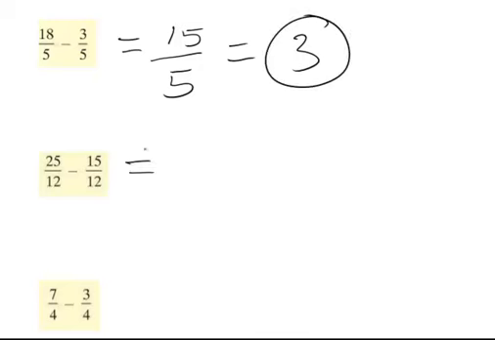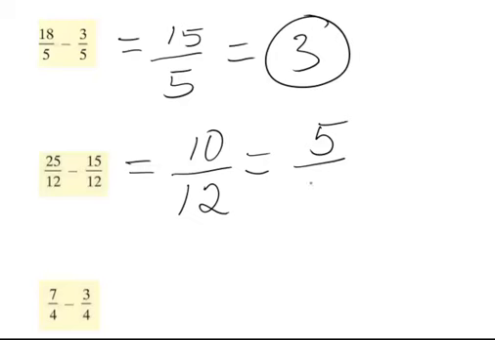For my next problem here, I'm still doing the same thing. 25 over 12 minus 15 over 12. So 25 minus 15 leaves me with 10 all over 12. Now again, I can reduce this fraction. I can divide both 10 and 12 by 2. 2 goes into 10 5 times, and 2 goes into 12 6 times.